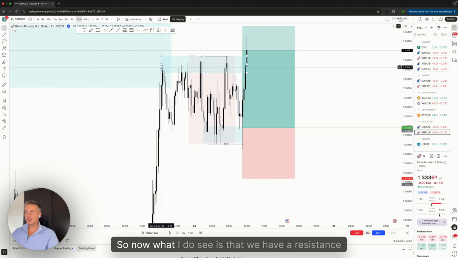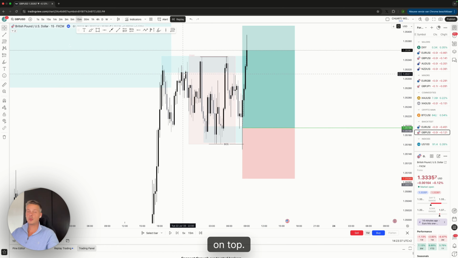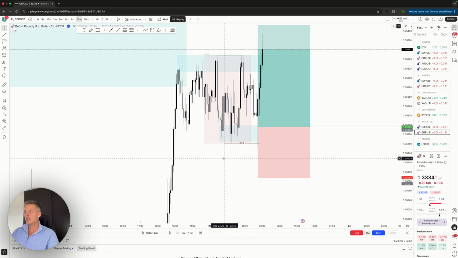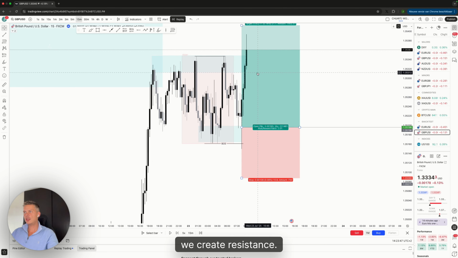So now what I do see is that we have a resistance on top. We tapped into a higher supply, POI, order block, whatever the name, fair value gap, I don't care. Give it a name. We create resistance.